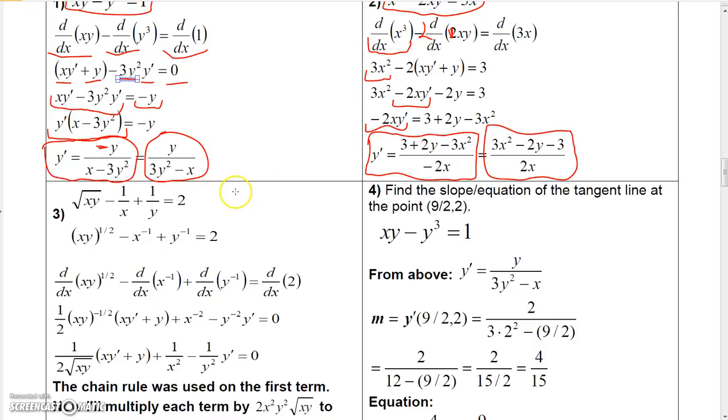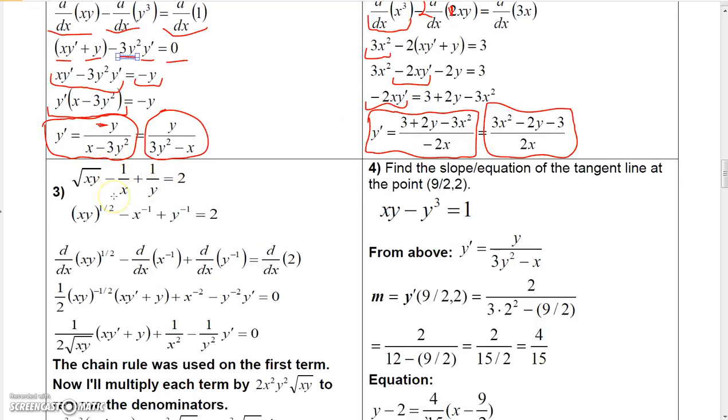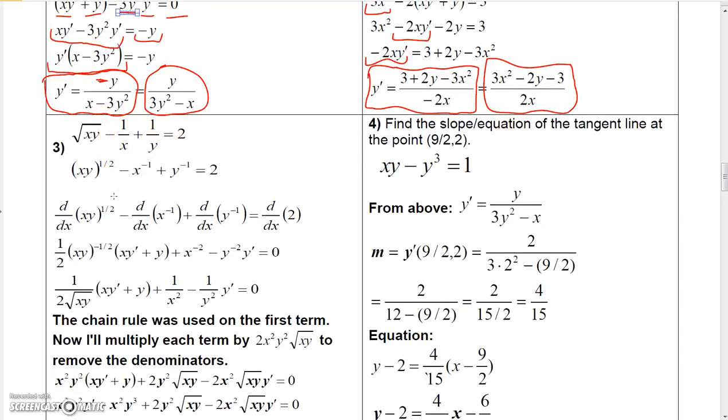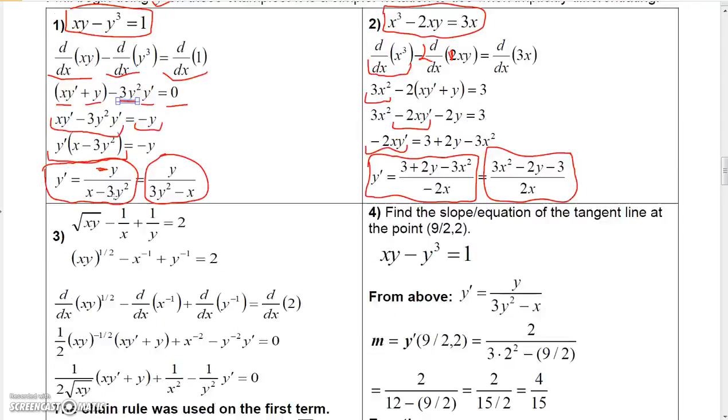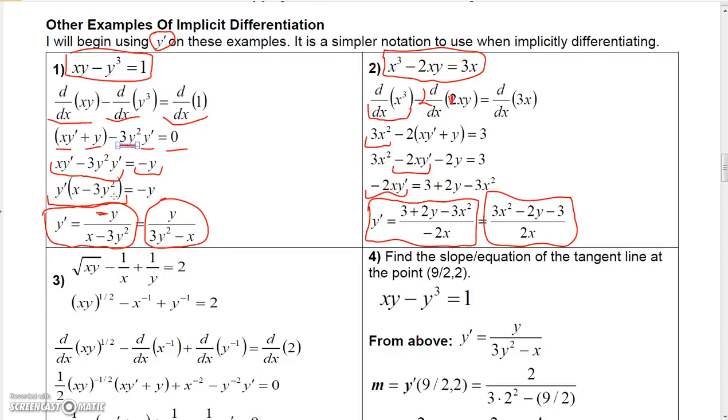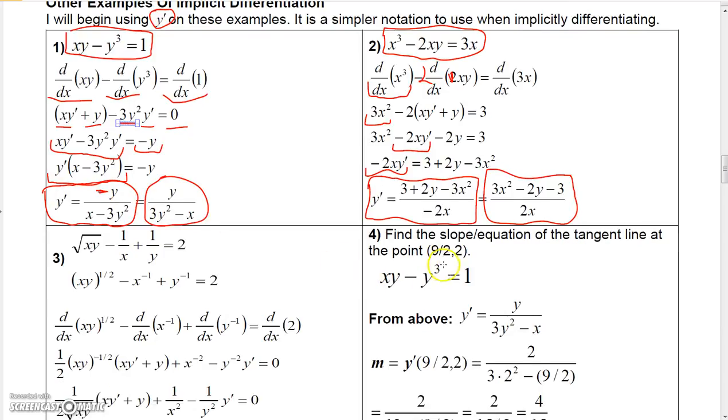I only do that in case you're looking at answers in a book or something and you think you got the wrong answer because your answer doesn't look like the one that's in the answer sheet. All right, I'm going to hold off on number 3. I want to go ahead and go to number 4.